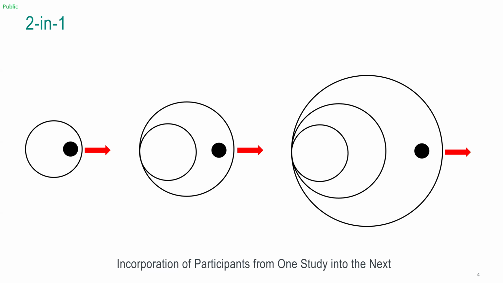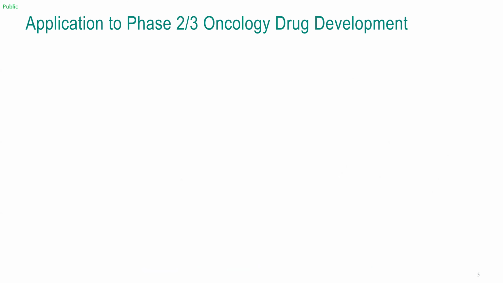The mathematical condition is typically met in phase 2-3 oncology drug development, which will be my focus of presentation today. As this is an introductory session, I will try not to get into the mathematical details. So let's apply this to the phase 2-3 oncology drug development.